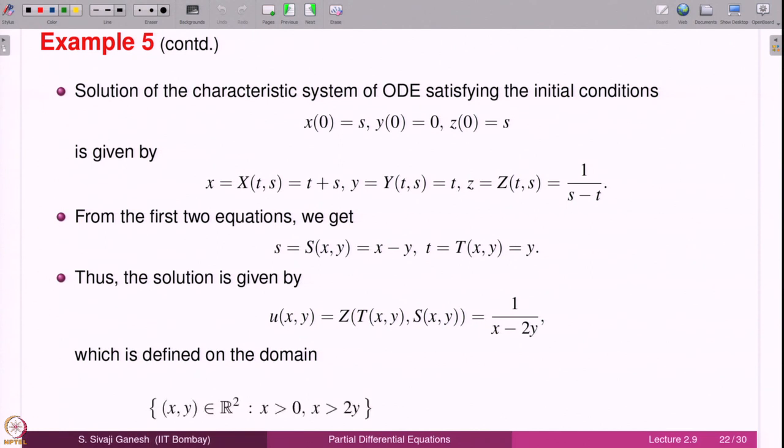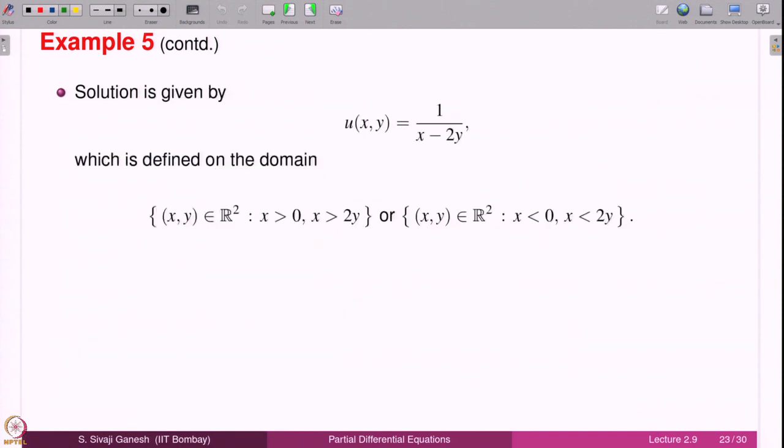So, you have to stick to one of them, because I do not want in my domain x equal to 2y happening. So, x greater than 2y is one option, x less than 2y is another option. Why is that? Because only this domain is in contact with the datum curve; the projection of the datum curve is intersecting only this part or this part. It is not intersecting uniformly x bigger than 2y.